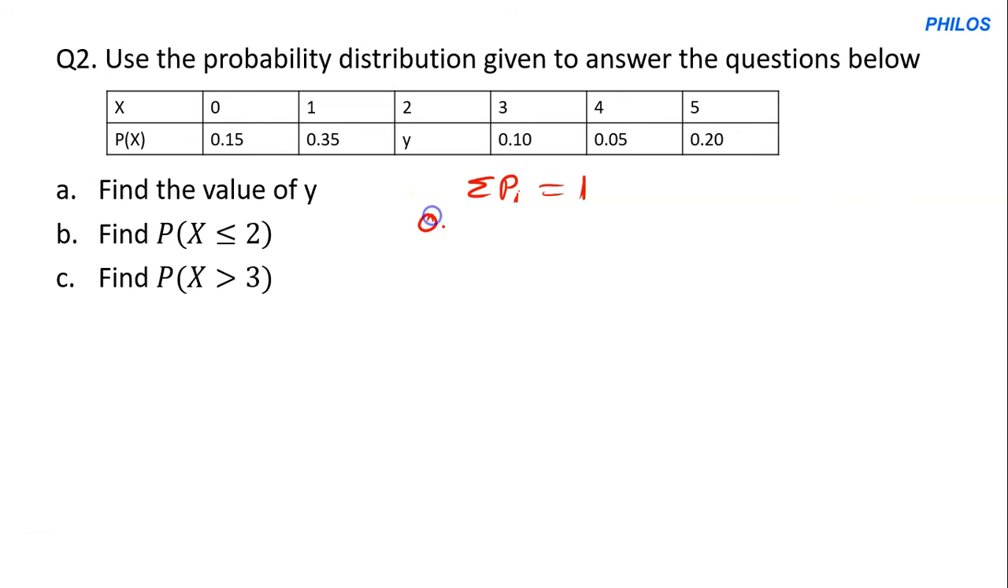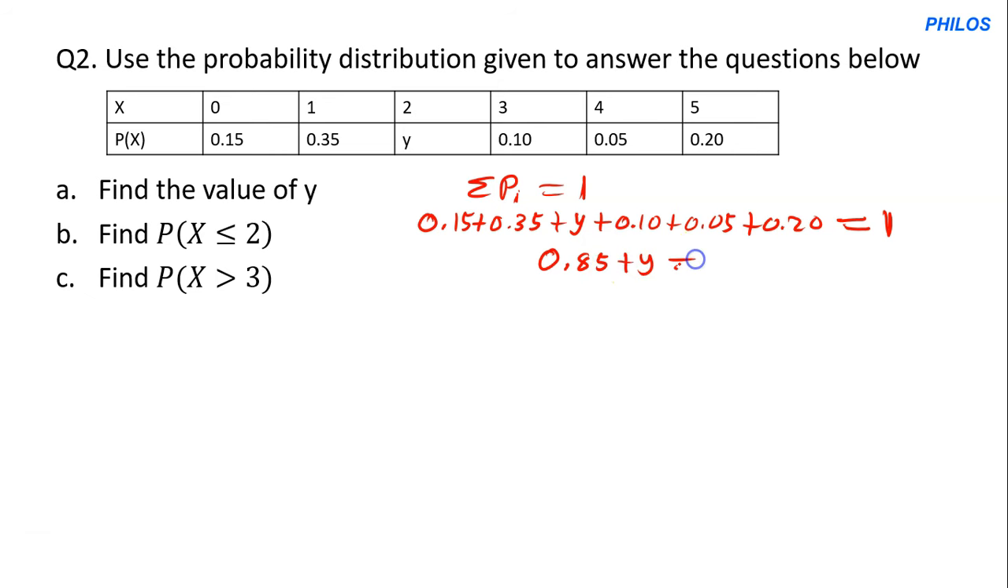So we will have 0.15 plus 0.35 plus y plus 0.10 plus 0.05 plus 0.20. Then we equate it to 1. So let's add these ones together. So 0.15 plus 0.35 gives us 0.5 plus 0.1, that is 0.6, plus 0.05, that's 0.65, then plus 0.2, that's 0.85. So we have 0.85 plus y equals 1.